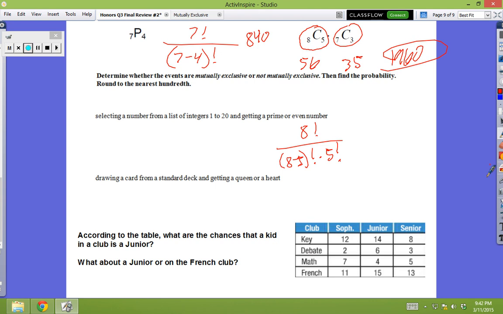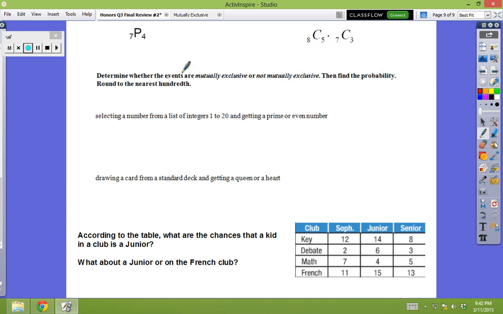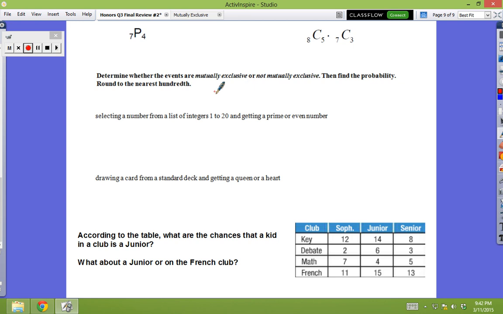Okay, the next ones are what we just barely left off. Tell if they're mutually exclusive or not, and then find the probability to the nearest hundredth. So selecting a number from a list of integers 1 to 20 and getting a prime or an even. The primes are 2, 3, 5, 7, 11, 13, 17, 19, or an even, and that first prime is even, so these are not mutually exclusive.